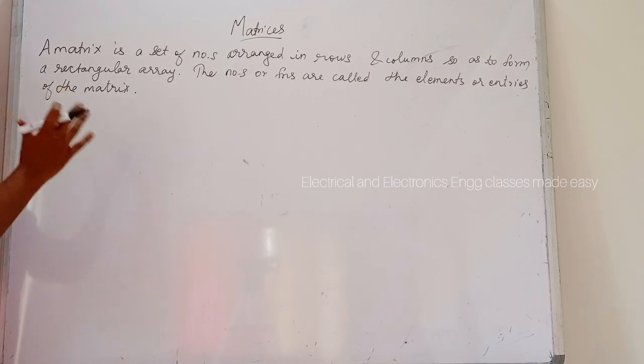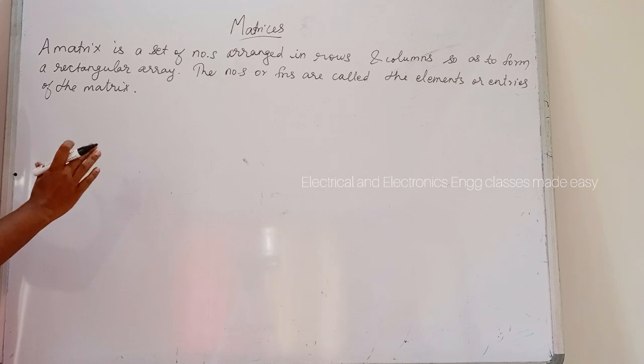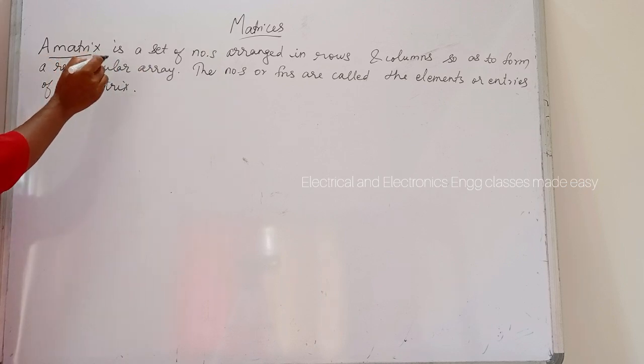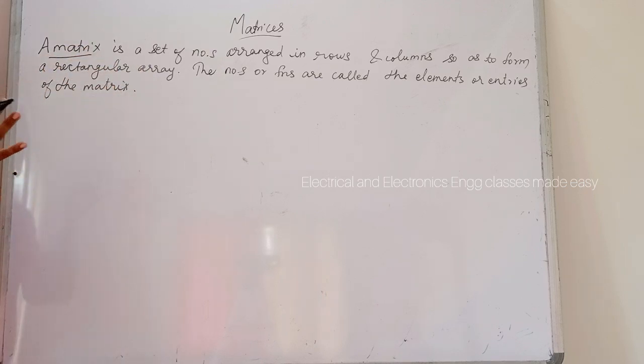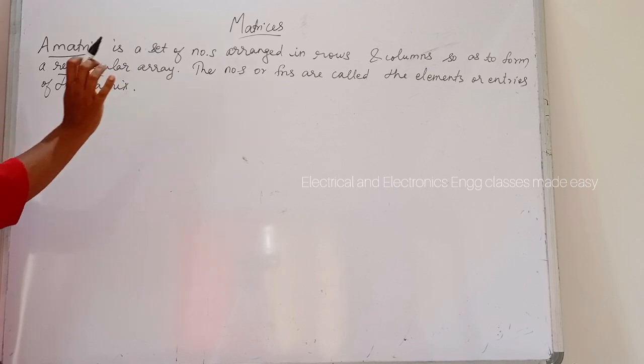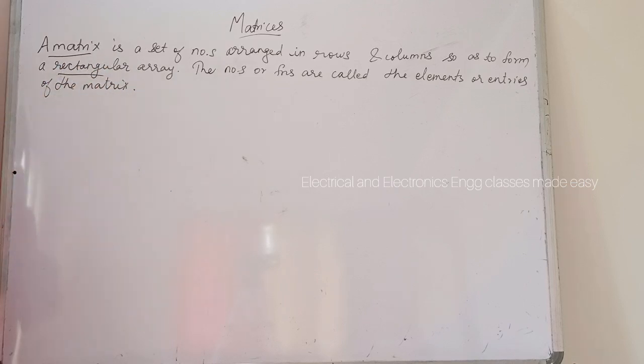So this is an important topic for the engineering mathematics classes and also for the plus 2 mathematics classes. So let us go through the classes. So what is a matrix? A matrix is a set of numbers arranged in rows and columns so as to form a rectangular array. And here the numbers or functions are called the elements or entries of the matrix.